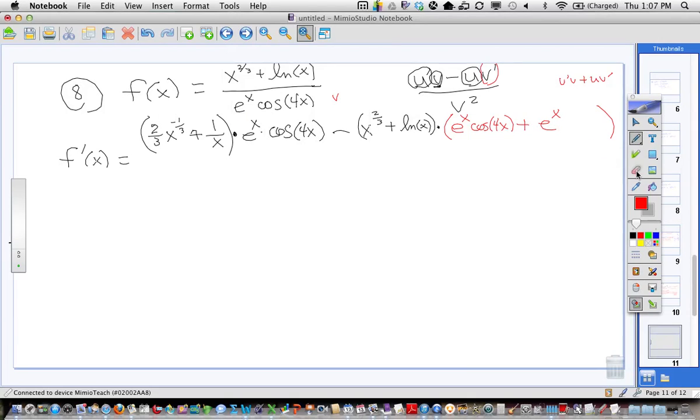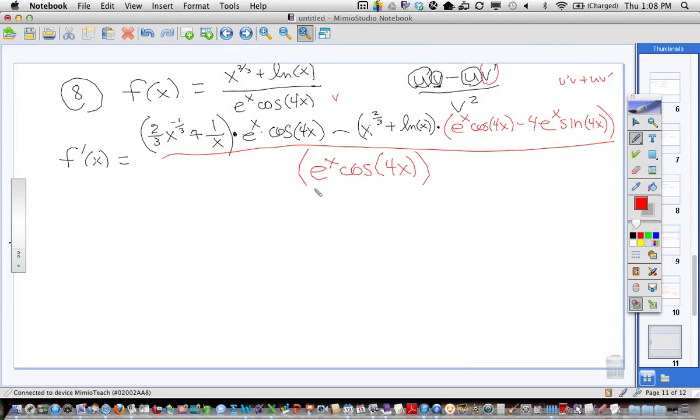So that's going to make this a negative, and I'll be kicking out a 4, so I might as well stick that in front. Sine 4x. So e to the x was left alone. Derivative of cosine is negative sine 4x, and a 4 kicked out, so I'll put the negative 4 in front. I got that. All over e to the x, cosine 4x, all that.